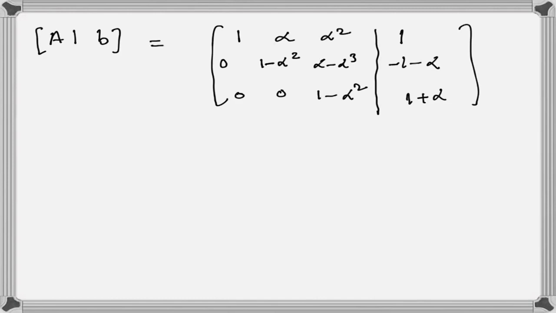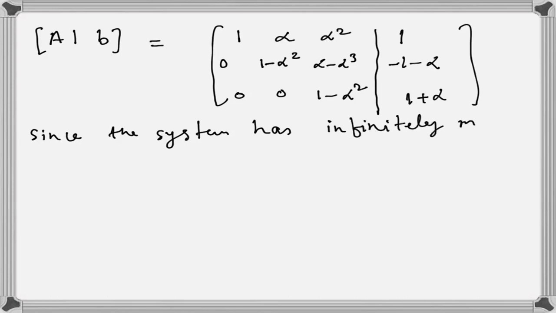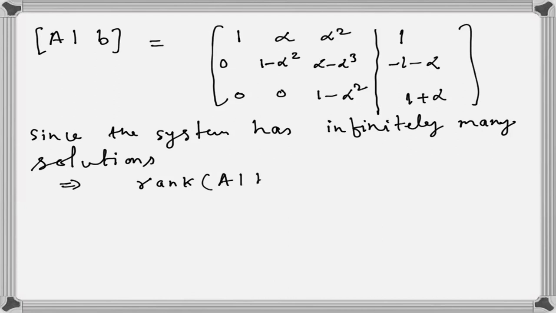So since the system has infinitely many solutions, this means that rank of A augmented B is equal to rank of A, and which is less than 3. So now when is it possible?